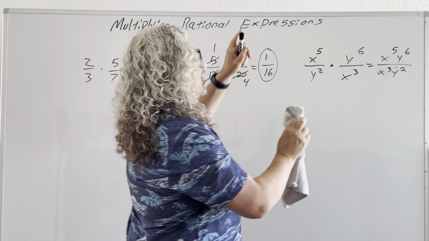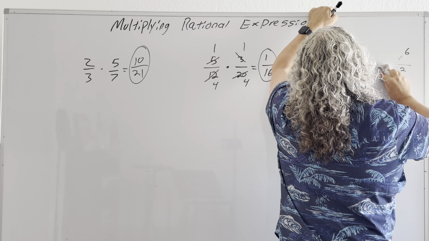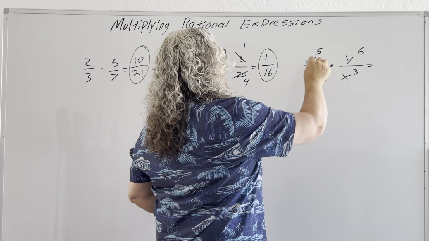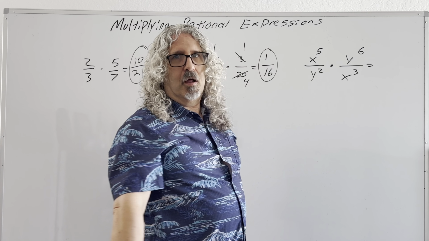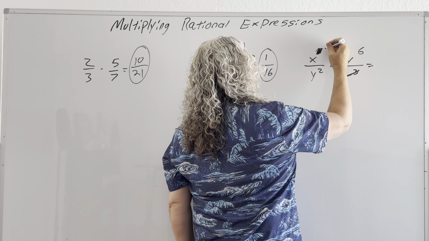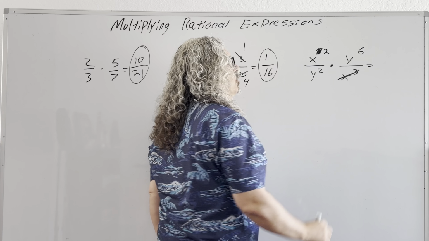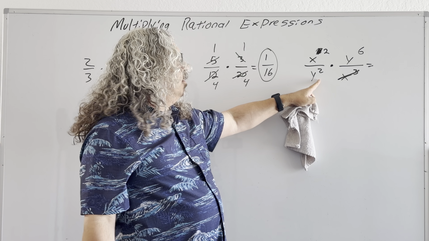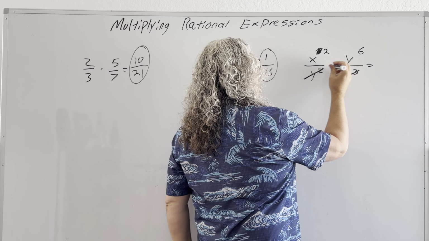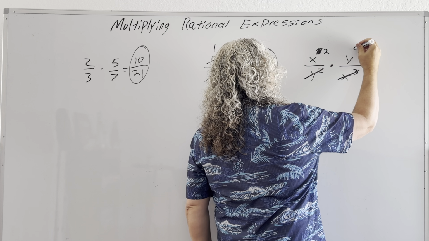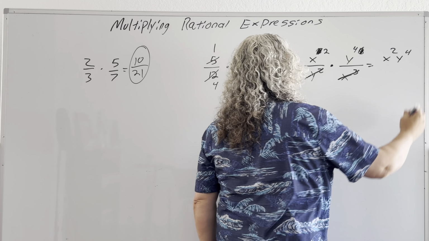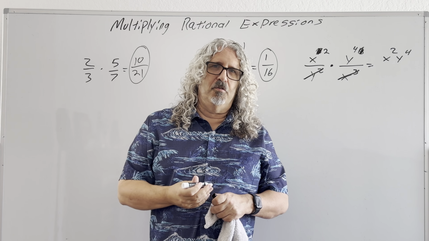You can do it this way, but it's also a little quicker if you look at, again, reducing anything on top to anything on bottom. I have 5 x's on top and I have 3 on bottom. That cancels out and I'm left with x squared on top. I have 2 y's on the bottom. I have 6 on top. All my 2's will cancel out and I'm going to be left with 4 on top. And my answer will be x squared y to the 4th. So there's one way you can do that, okay?